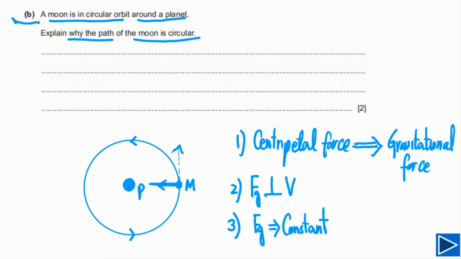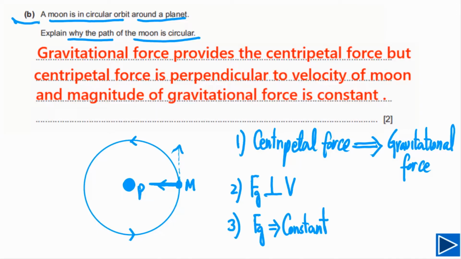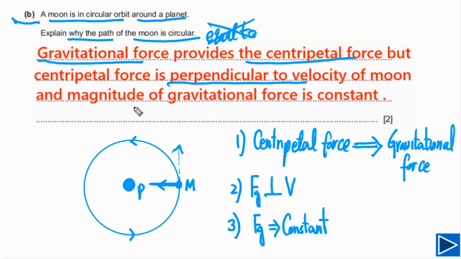Now let me show you how you can write down a proper answer. So this is how you can write down your answer. First thing, you can say gravitational force provides the centripetal force. You cannot say gravitational force is equal to centripetal force. Gravitational force provides the centripetal force. So you have to say provides, not equal to. But the centripetal force is perpendicular to velocity of the moon and magnitude of gravitational force is constant.